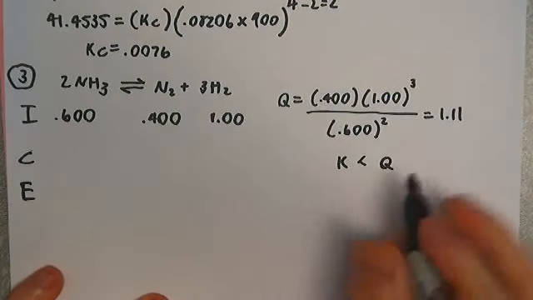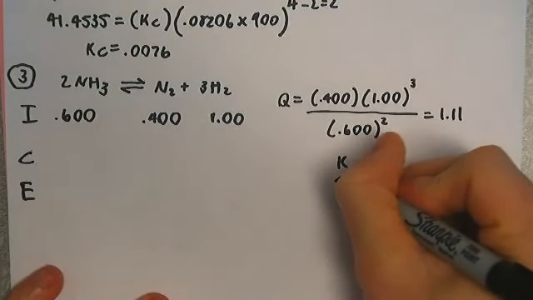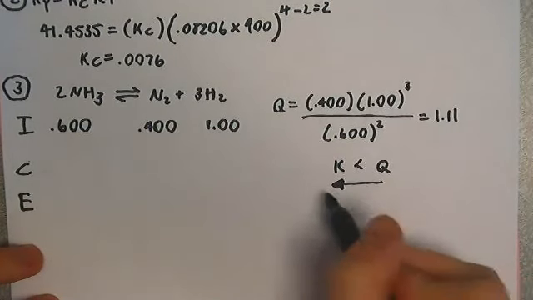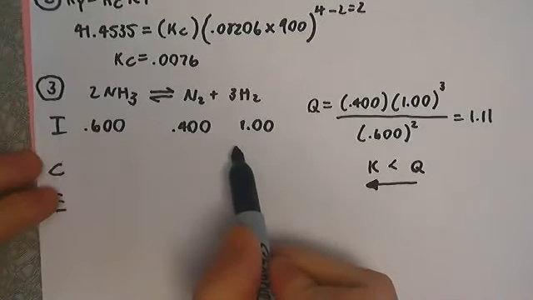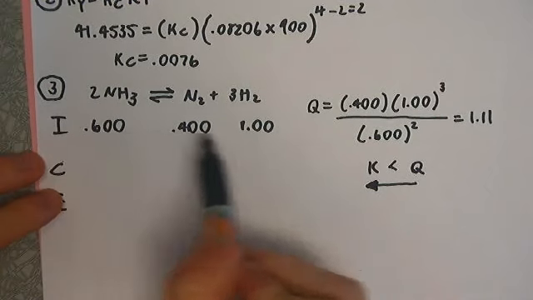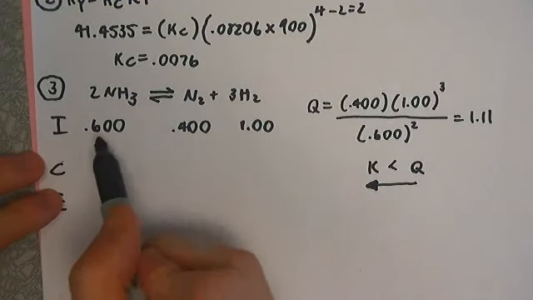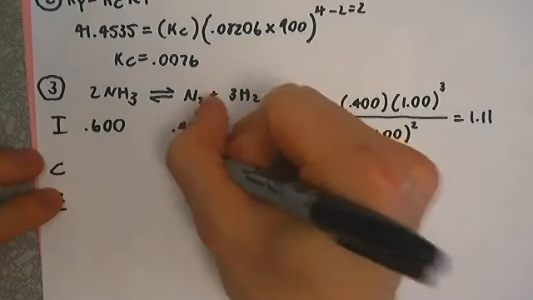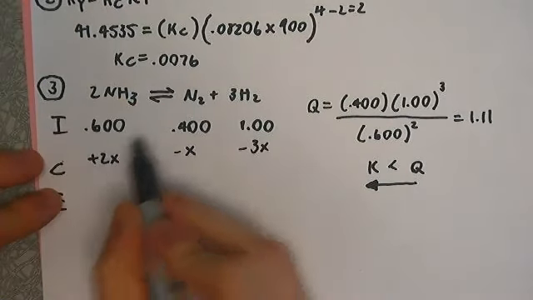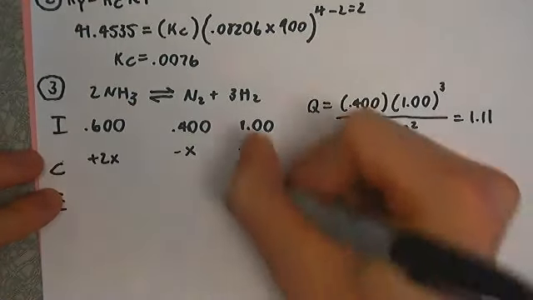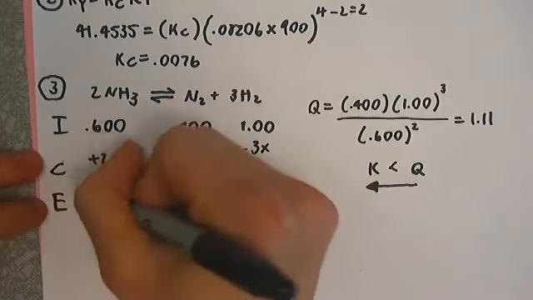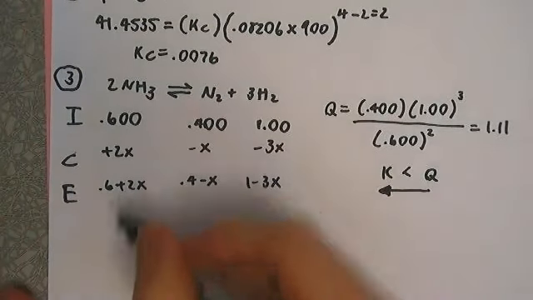Well, the arrowhead points left, so we better be going left, right? Whenever you're comparing K to Q and the arrowhead points in one direction, you're going that direction. So does that mean my right side is going to be positive or negative? It's going to be negative, right? Because if we're going from right to left, that means that these are decreasing and this is appearing. So that'd be minus x, minus 3x, and plus 2x, right? Again, I'm just looking at stoichiometry. 2, 1, 3. And now we just carry them down. 1 minus 3x, 0.4 minus x, and 0.6 plus 2x. Again, I just added those values down.